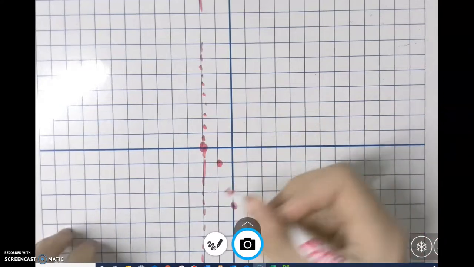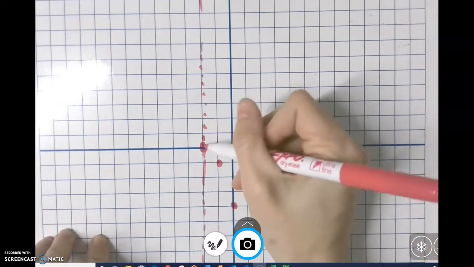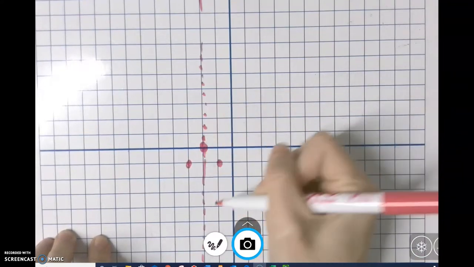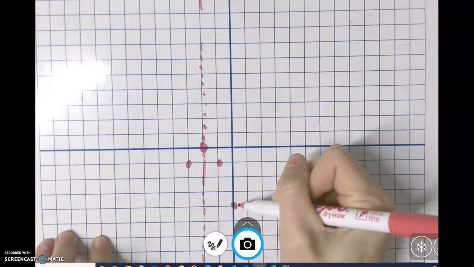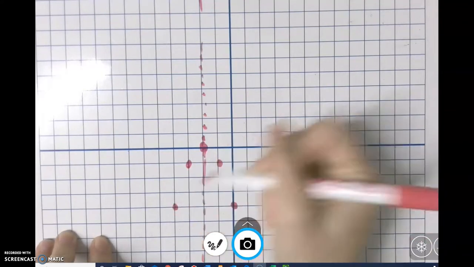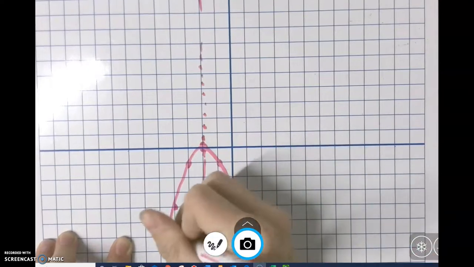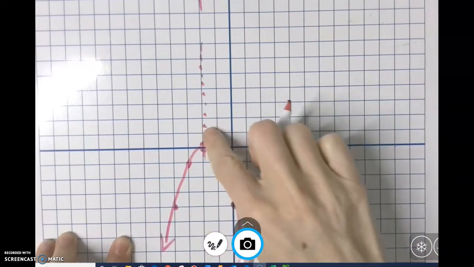Okay, now I'm going to reflect my points. If this is my axis of symmetry, I went 1 to the right, so now I go 1 to the left. Down here, I went 2 to the right, so now I have to go 2 to the left. And I'm going to connect this with a smooth curve. You can erase this axis of symmetry if you want.